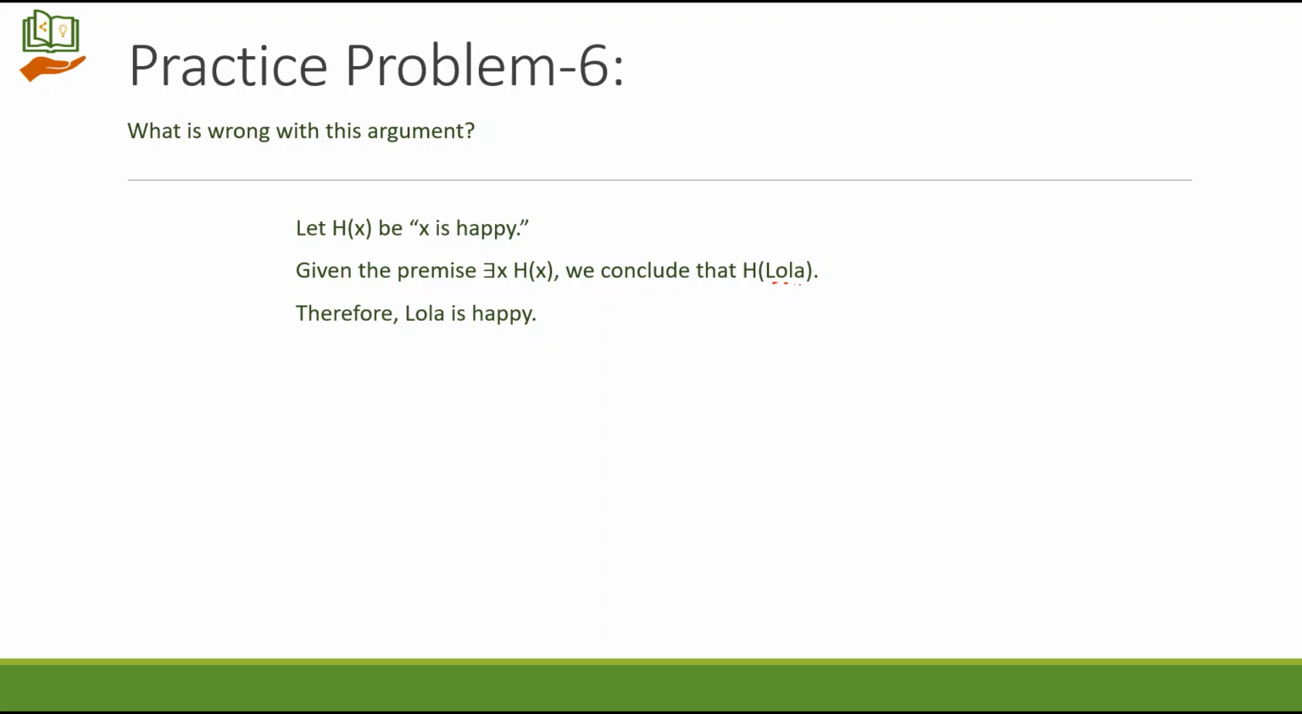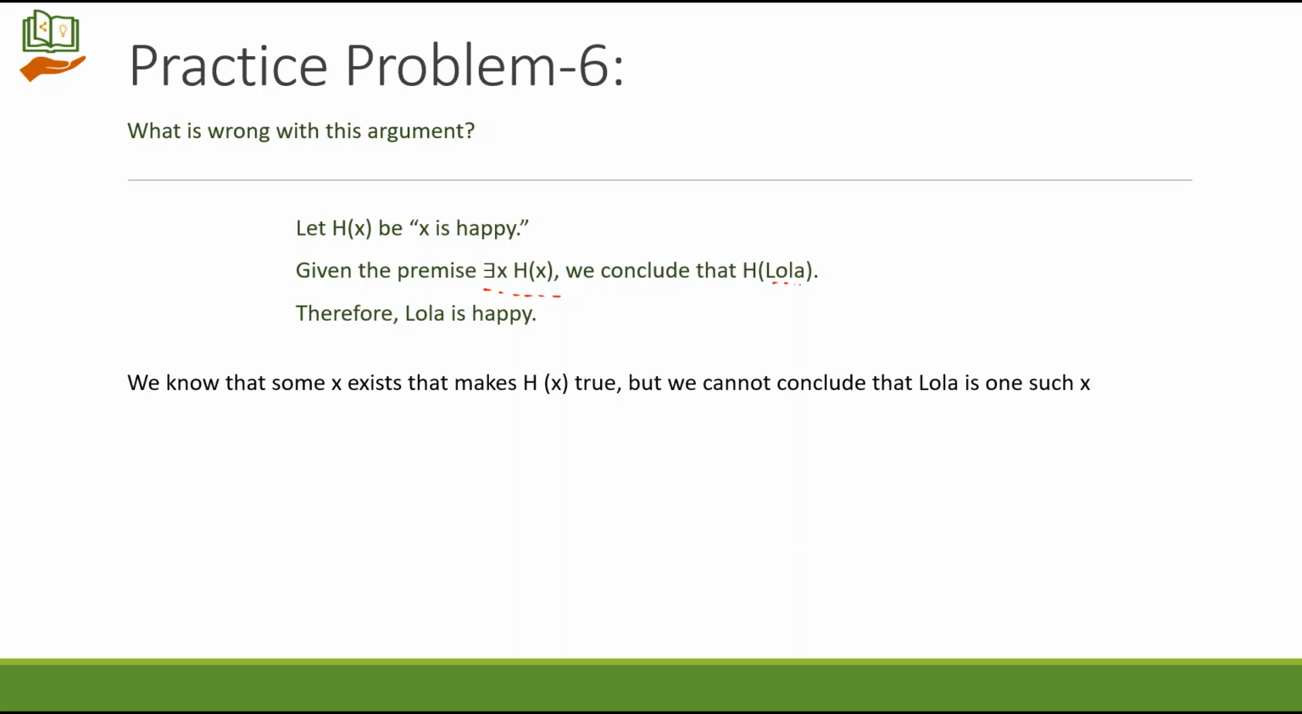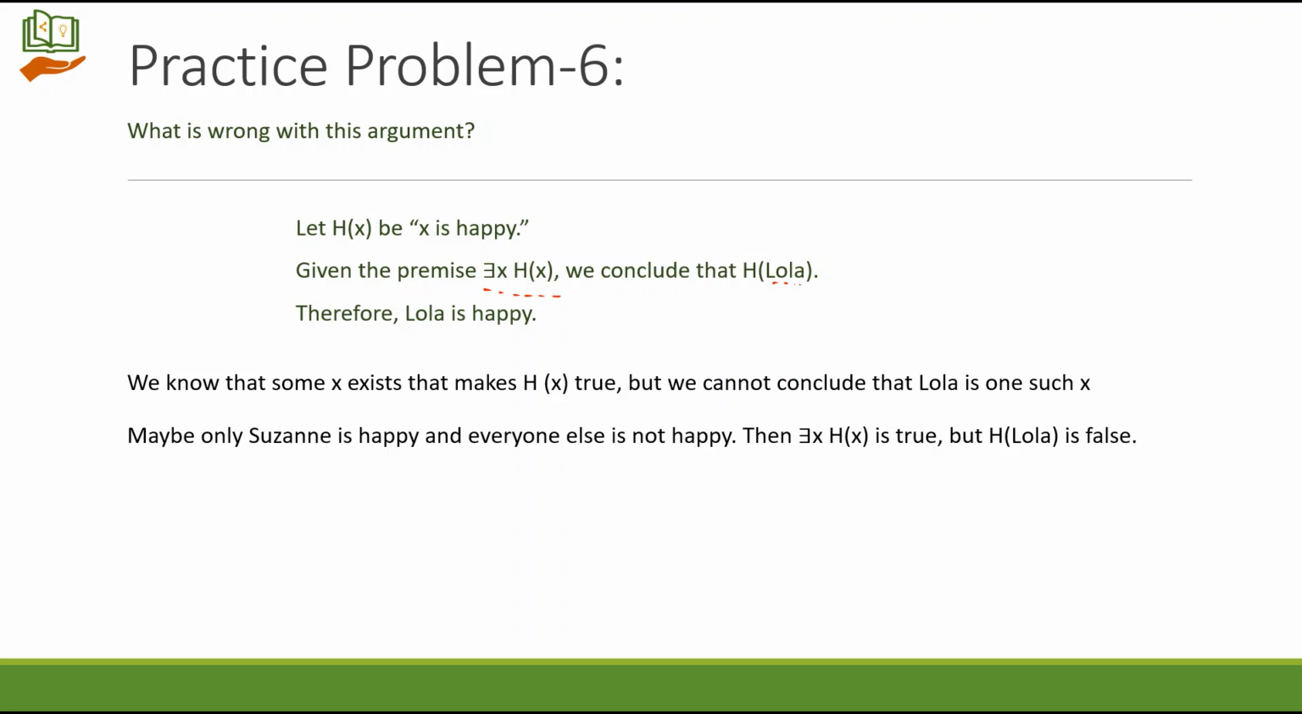Now, they are asking what is wrong in this argument. To see it very plainly, we can say there is nothing wrong with this particular argument. But what is the premise talking about? It is just talking about there is a person x that is h of x. Without any other premise or any other argument, we cannot conclude that this x can be just Lola. This is what we have to understand. We know that some x exists that makes h of x true. But we cannot conclude that Lola is one such x. Instead of Lola, we can have a person called Susan. So, only Susan is happy based on this particular premise and everyone else is not happy.